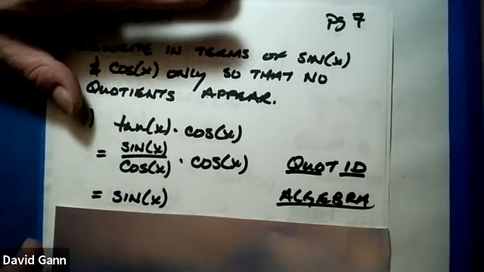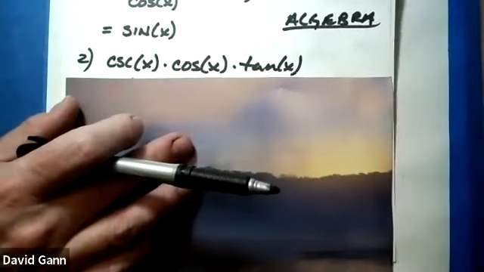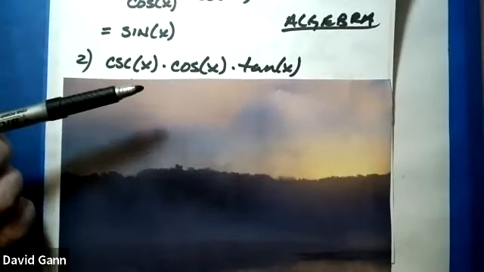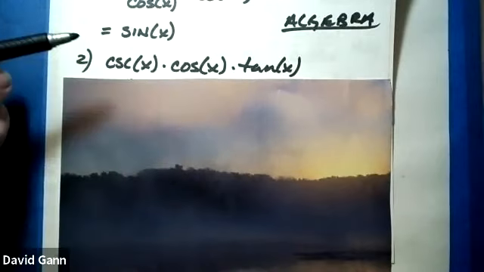Okay, this one is relatively simple. Let's make one a little bit more challenging. Here we have cosecant of x times cosine of x times tangent of x. Well, that strategy before worked pretty well. Why don't we just try that again and write all of these terms, unless they already are, in terms of sine and cosine.